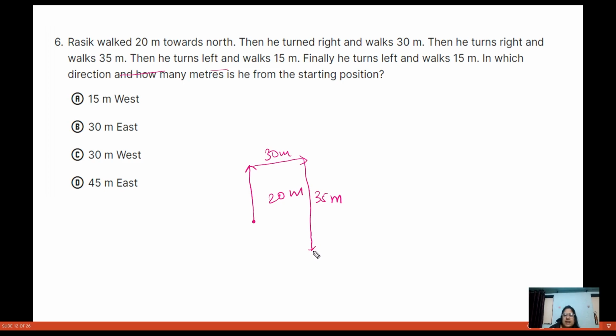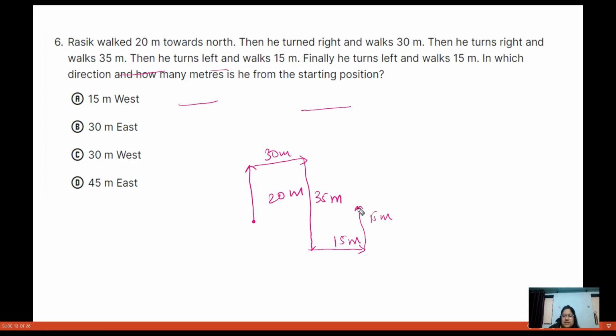Then he is turning left. If you see, your left is this. Then he walks 15 meter. Finally, he turns left and walks 15 meter. In which direction and how many meters is he from the starting point?